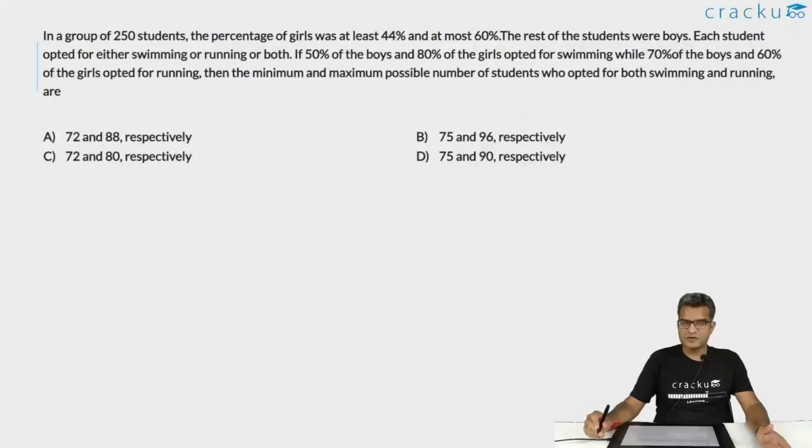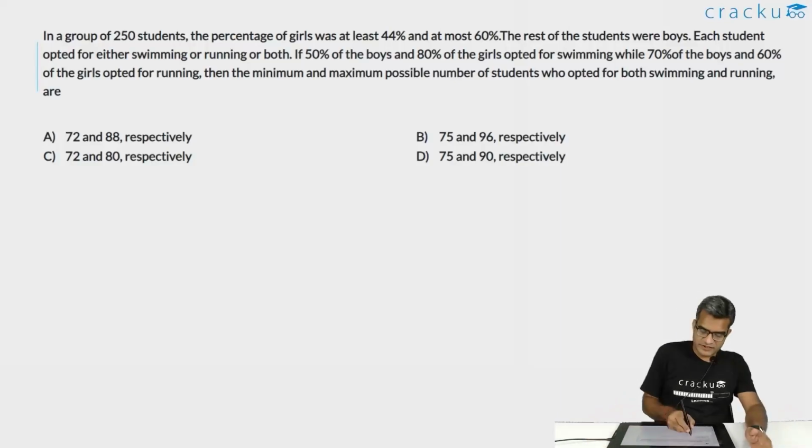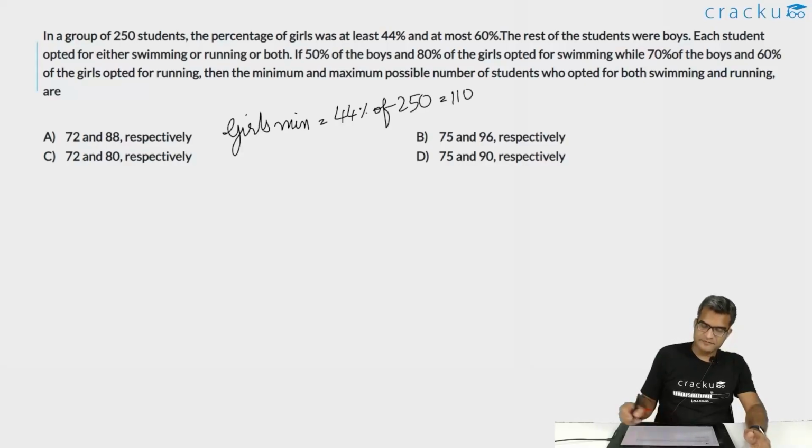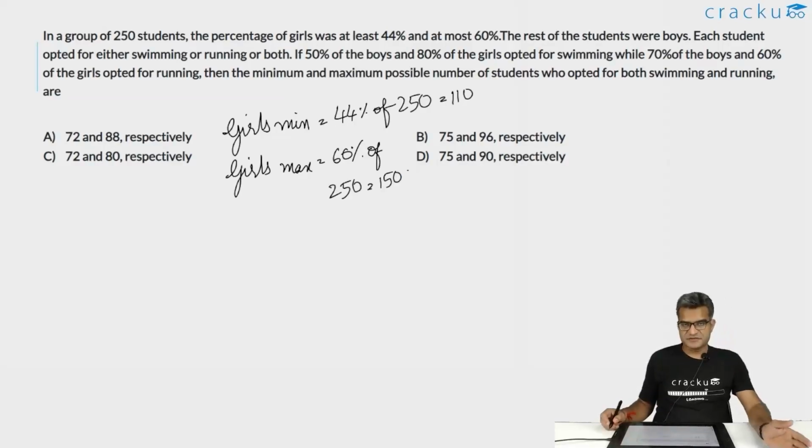In this question, we are told that there are a total of 250 students. The percentage of girls varies from 44% to 60%. So the minimum girls will be 44% of 250, which is equal to 110. And the maximum girls is 60% of 250, which is equal to 150. Now the rest of the students are boys.